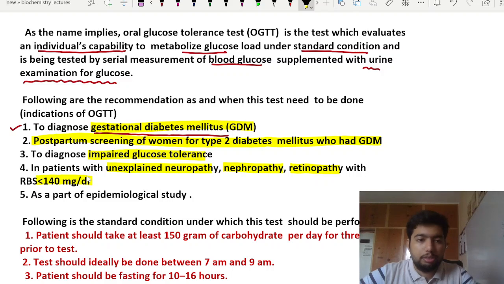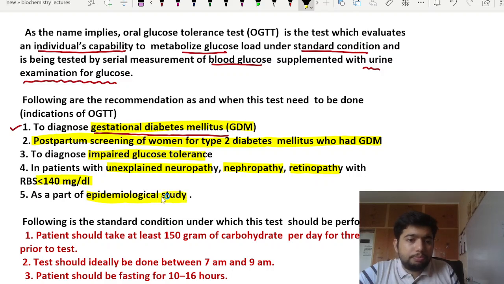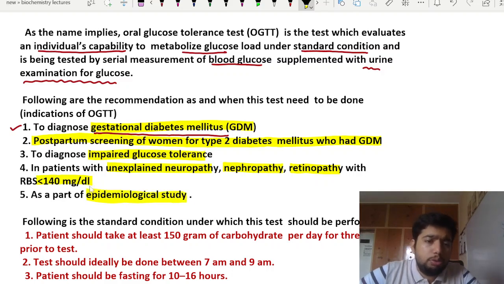You know from your diabetes classes that neuropathy, nephropathy and retinopathy are important chronic complications of diabetes mellitus. So many times we find that the RBS of the person is within normal range, but PP2BS and HbA1c are so suggestive of diabetes. To diagnose that, we require OGTT. As a part of epidemiological studies also, to study blood glucose levels in a general population and sample population, we require this OGTT.